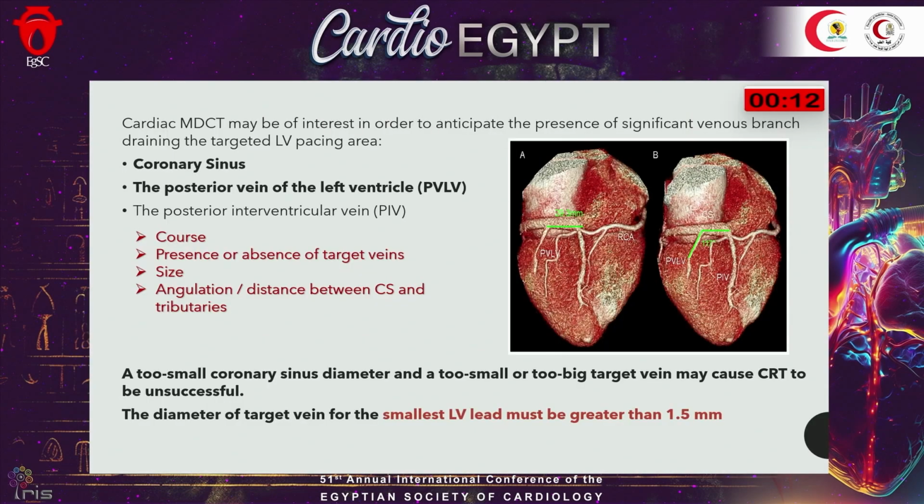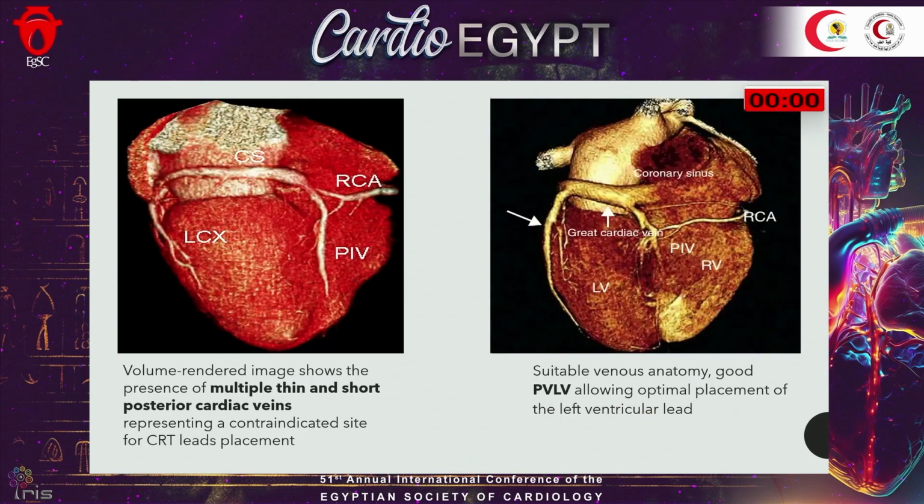What about coronary venous anatomy? This is done by cardiac multi-detector CT for assessment of the coronary sinus and posterior veins of the left ventricle, especially the posterior interventricular vein and posterolateral vein. It shows the presence or absence of a target vein, as in this figure, and the angle and width. In this figure, 3D volume rendering shows no small posterior cardiac veins, and this is a better posterior cardiac vein.